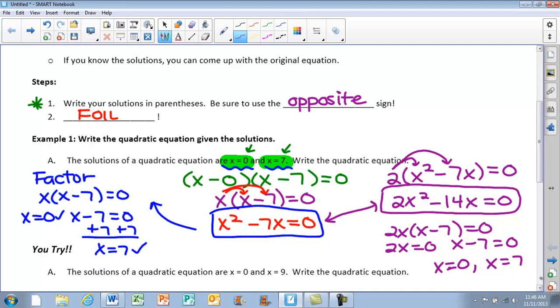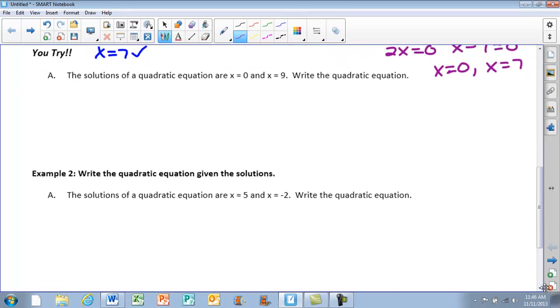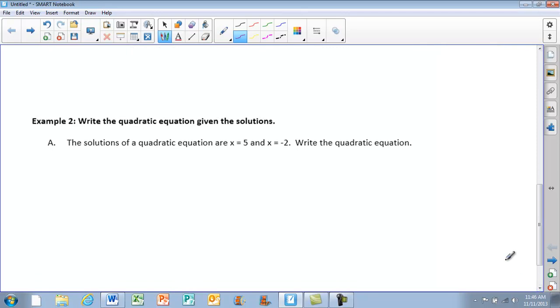So let's go ahead, skip the U-tries. You guys are going to take care of those later on. And let's take a look at example 2. Write the quadratic equation given the solution. So our same directions as before. So our first step is to go ahead, set up our parentheses, and set our equation equal to 0.